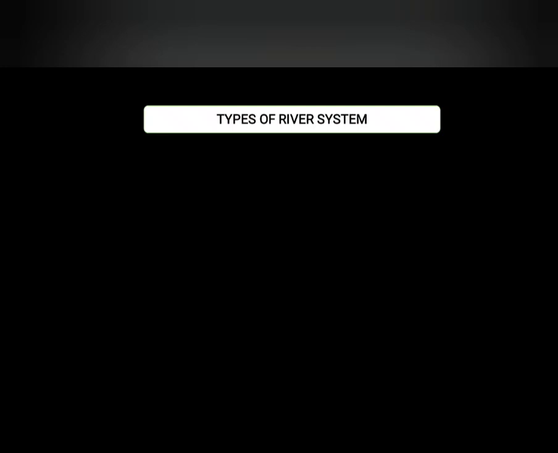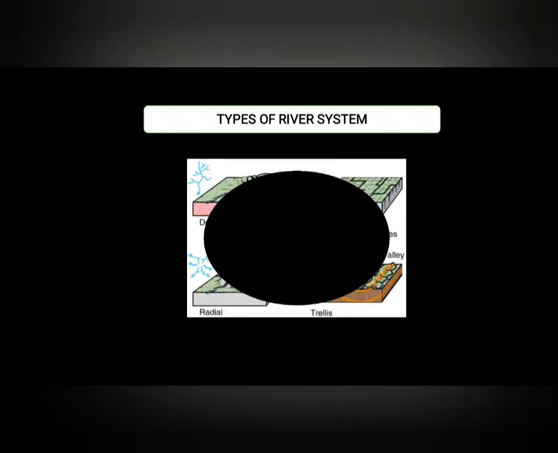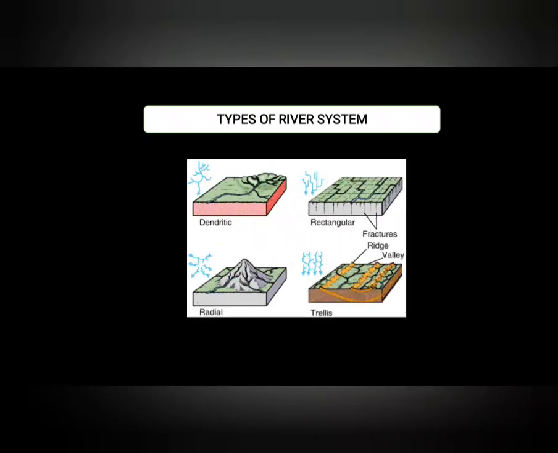There are four types. They are the dendritic pattern. Next we have the rectangular pattern. Next we have the radial pattern. These are how rivers flow. And then lastly we have the trellis pattern of river system.